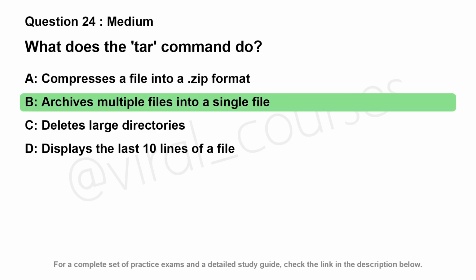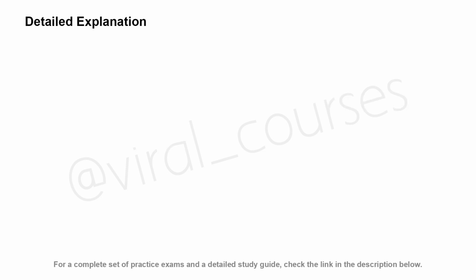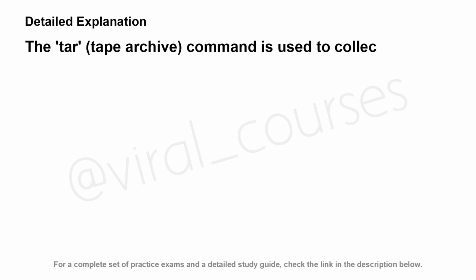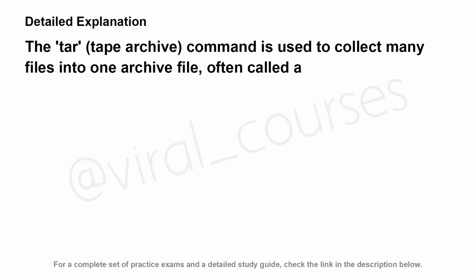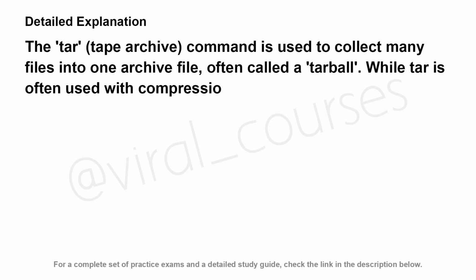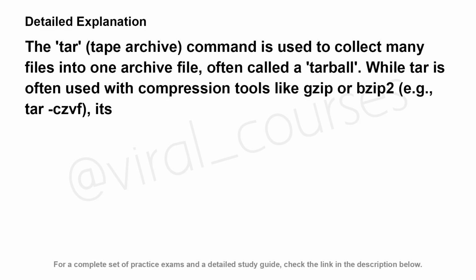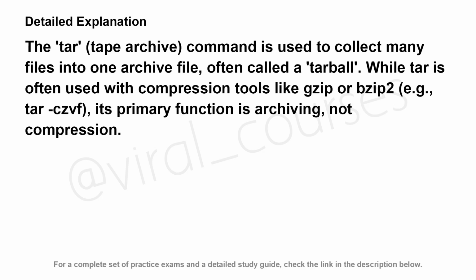The correct answer is B. The tar, tape archive, command is used to collect many files into one archive file, often called a tarball. While tar is often used with compression tools like gzip or bzip2, e.g., tar czvf, its primary function is archiving, not compression.